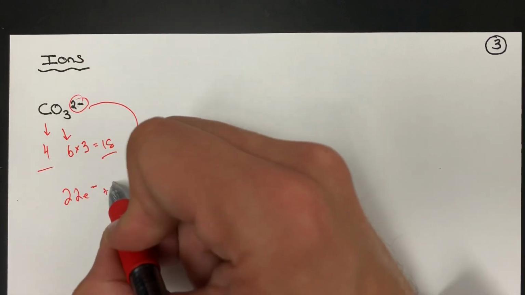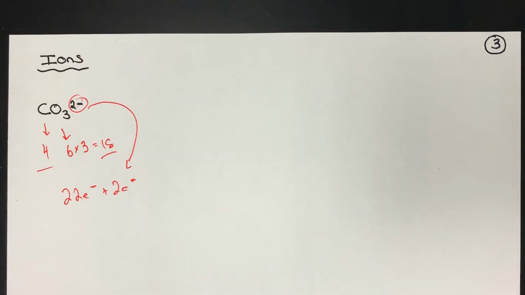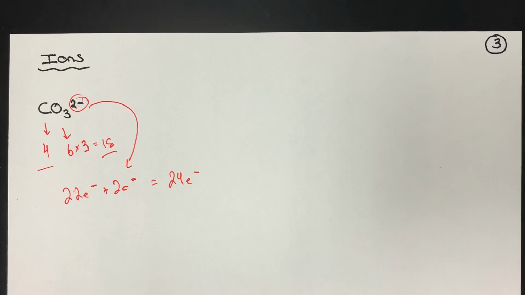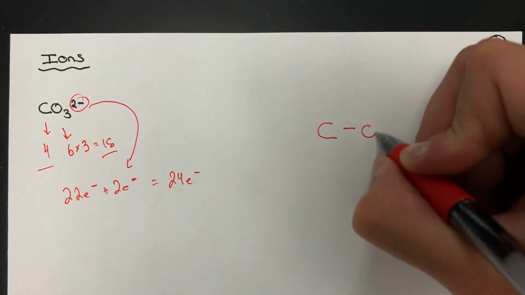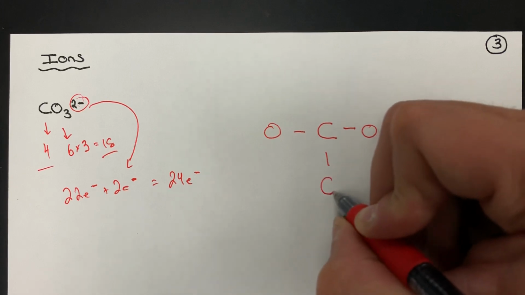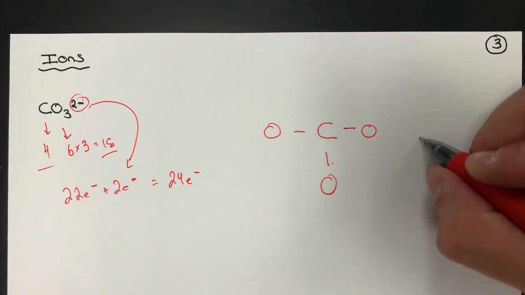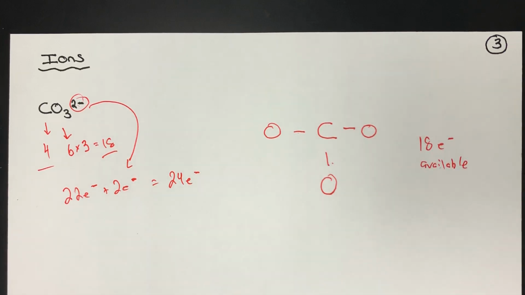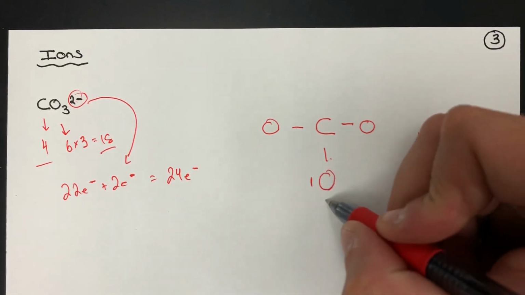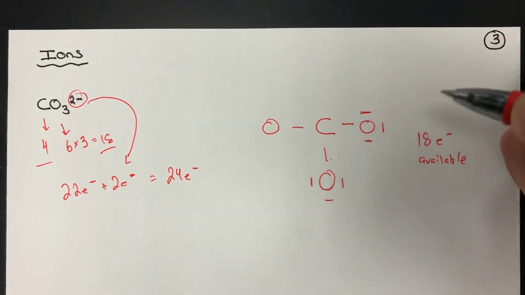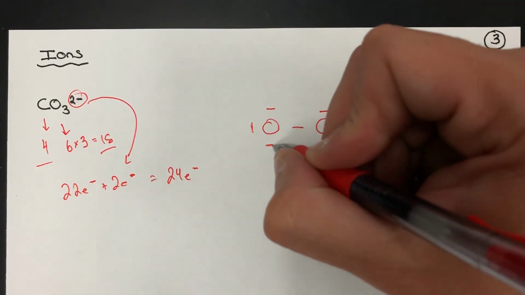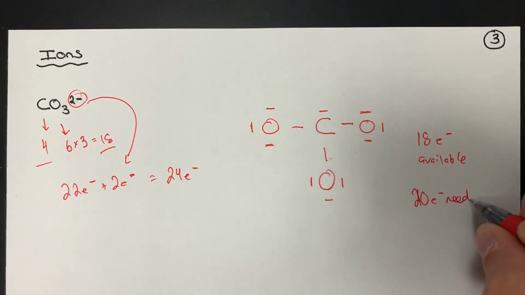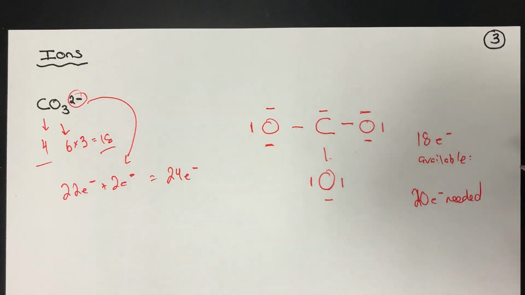Remembering to add back in 2 electrons that the carbonate, that CO3, has picked up from some outside source, we're looking at 24 available electrons. I stick carbon in the middle and construct my skeleton structure. At this point, I've used 2, 4, 6 electrons, which means I have 18 electrons available. To satisfy the octet for all atoms involved, I need 2, 4, 6, 8, 10, 12, 14, 16, 18, 20 electrons. So I need 20 electrons. Again, what I need exceeds what is actually available.